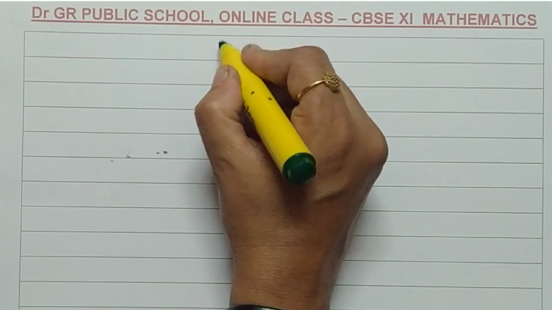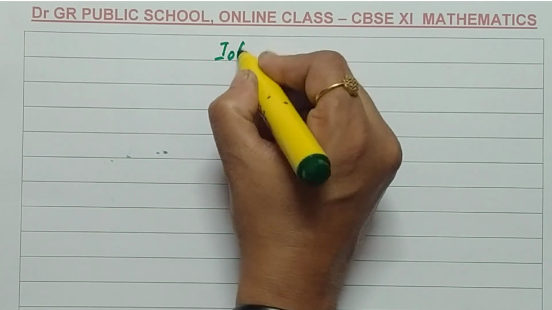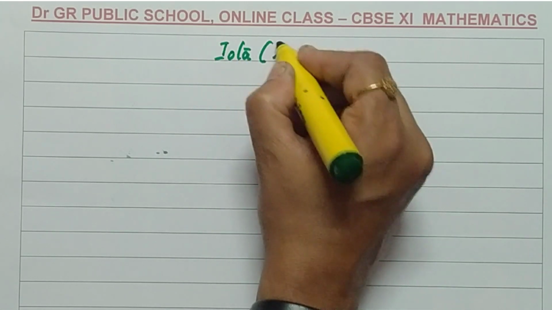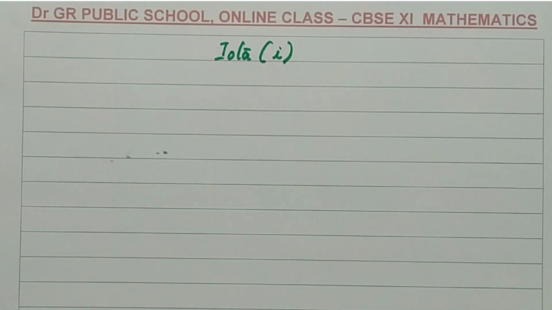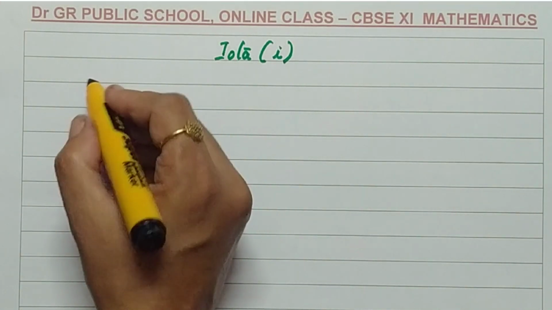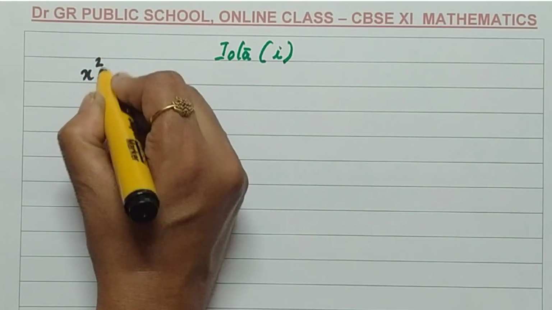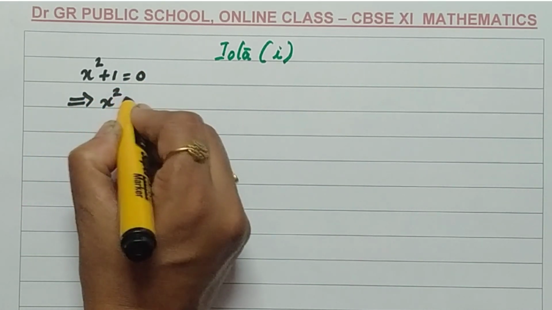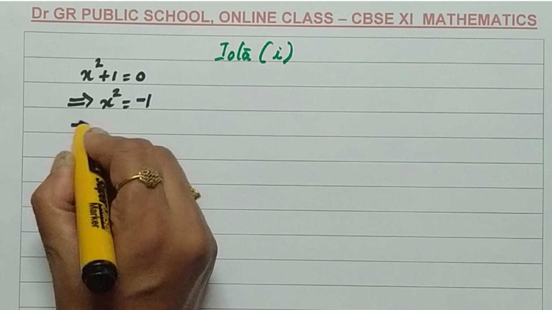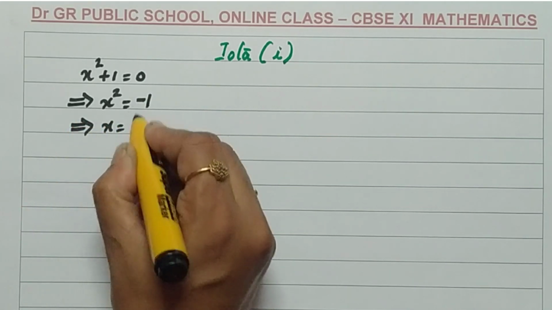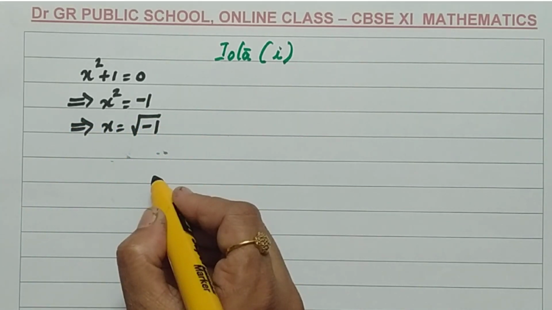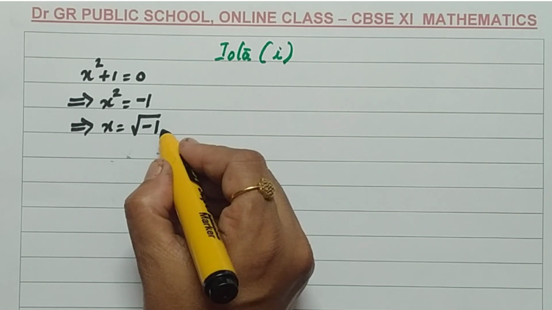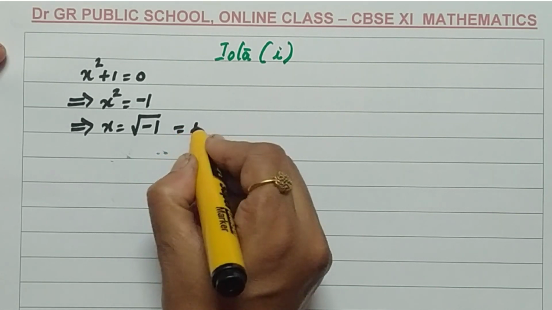About iota. Iota is usually represented with the letter i. Euler was the first mathematician who introduced iota with the property that, remember, when x square plus 1 equals 0, you know that x square equals minus 1, which implies x equals square root of minus 1. This square root of minus 1 is called i or iota.